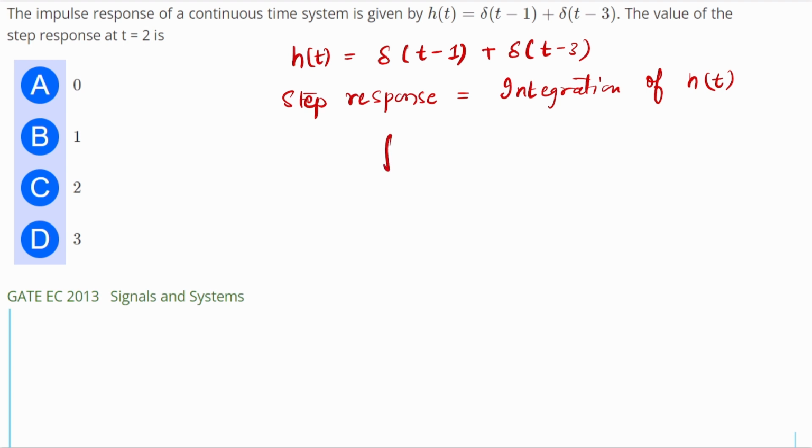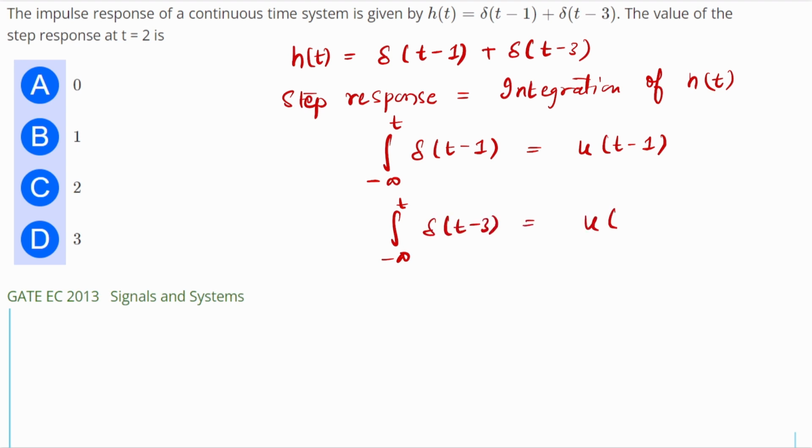So I will integrate them individually. It will be minus infinity to infinity delta(t minus 1), so we will get u(t minus 1), and similarly for delta(t minus 3), we will get u(t minus 3). Now we can easily plot the signal.